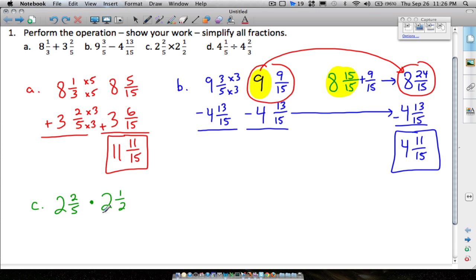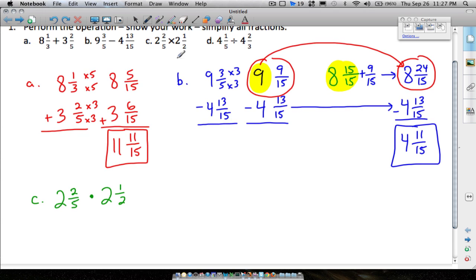I'm not setting this problem up the same way I did with the addition and subtraction. I have mentioned doing the vertical technique when dealing with mixed numbers. In this case, for multiplying, the technique to multiply mixed numbers is to convert them back to improper fractions first. So let's convert these to improper fractions.